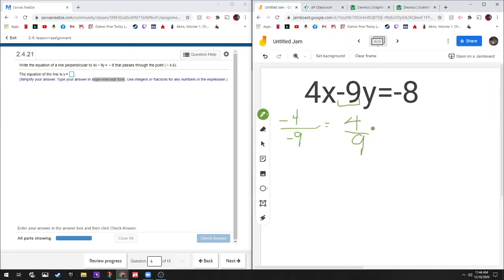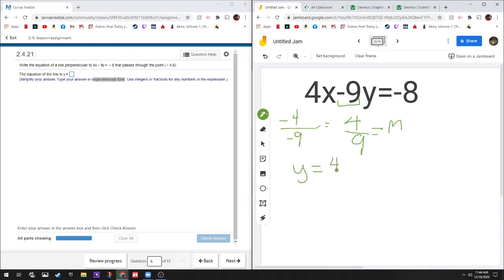So 4/9 is equal to m. It says, write the equation of a line perpendicular to this that passes through this point. Oh no. We have to do slope-intercept form? I would rather just do point-slope form and be done with it. But it says I'm not allowed to. It says I have to use slope-intercept, so.